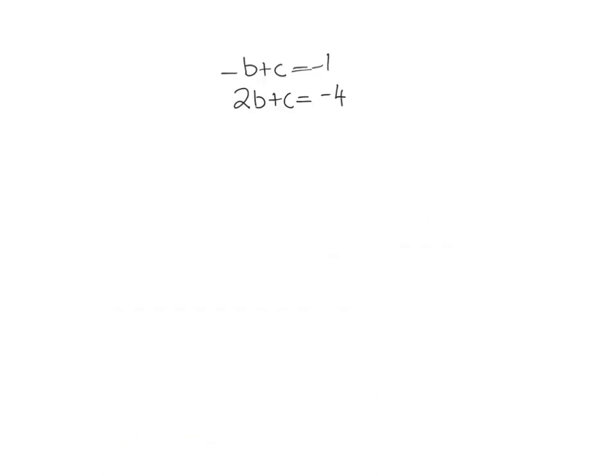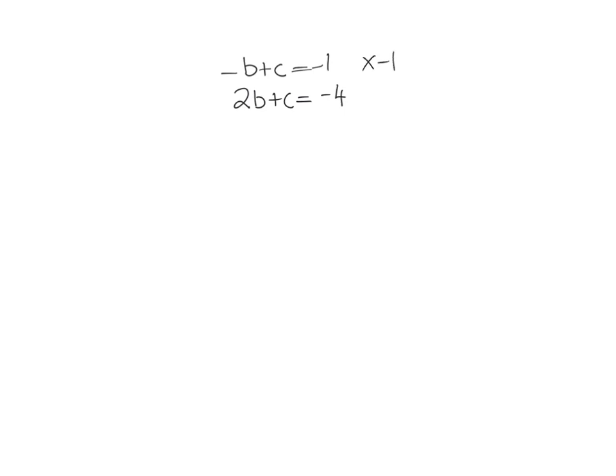Okay, so again, I've just gone onto a new page and I've just copied over the simultaneous equations. So I have minus b plus c is equal to minus 1 and 2b plus c is equal to minus 4. So I'm going to look at the c's first and I'm going to say, right, is the number in front of c the same? And yes, it is. There's a 1 in front of c on both lines, but the signs are the same. So we're going to have to make the signs different.